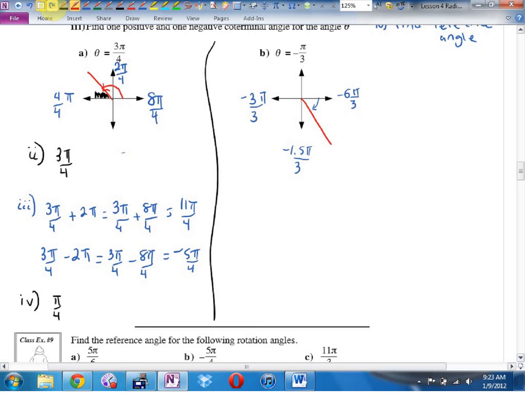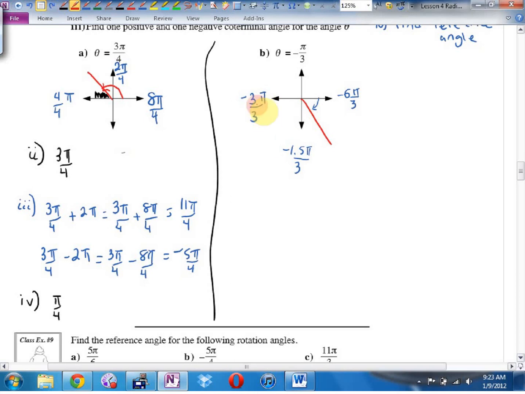How far? Negative what? Negative 3 pi by 3s? What's half of 3 pi by 3s? Negative 1.5 pi by 3s. Right. What's half of, in other words, our measure is going to be pi by 3s.